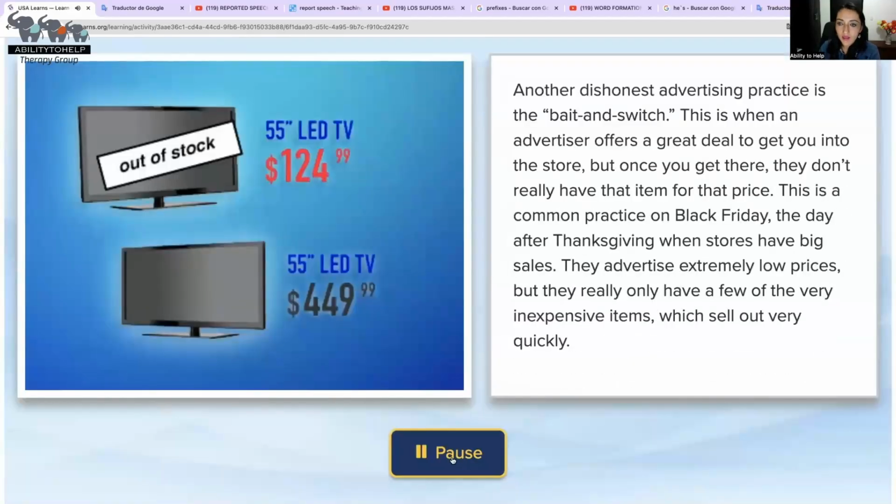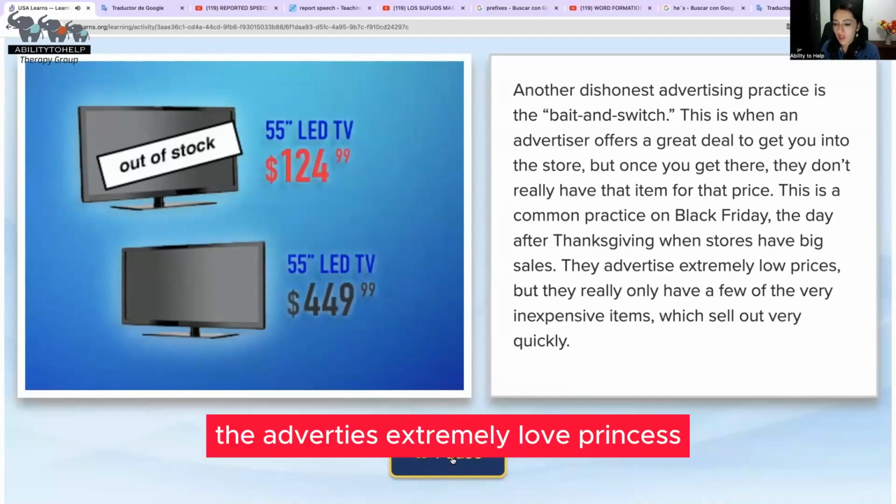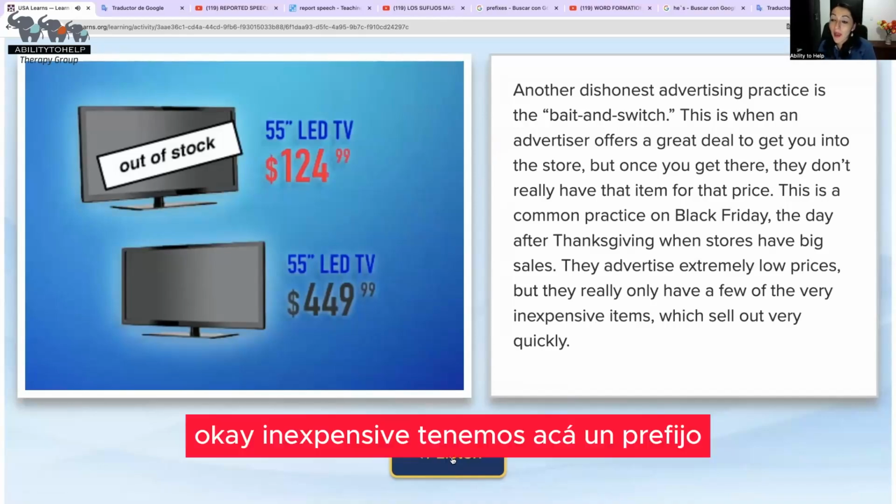Look at this. Another dishonest advertising practice is the bait and switch. This is when an advertiser offers a great deal to get you into the store. But once you get there, they don't really have that item for that price. This is a common practice on Black Friday, the day after Thanksgiving when stores have big sales. They advertise extremely low prices, but they really only have a few of the very inexpensive items, which sell out very quickly. Ok, inexpensive. Tenemos acá un prefijo.